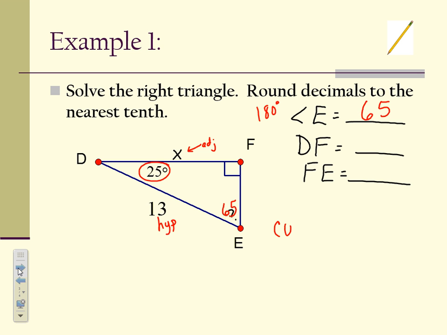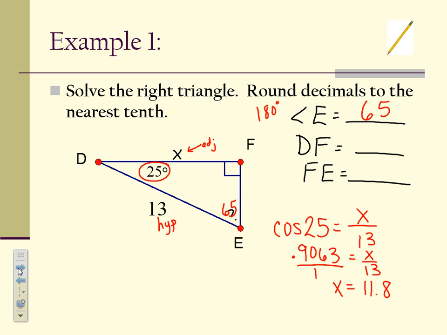So I'm going to do cosine 25 equals the adjacent side over the hypotenuse. And then I'll type in my calculator the cosine of 25. It's 0.9063 equals x over 13. Stick that over 1, cross multiply. And we should end up with x equaling 11.8 approximately, okay? So we know that we have a missing side up there where that x is labeled in my picture of 11.8. I'm just going to fill that in on my list of things to find here. D to F is 11.8, okay?